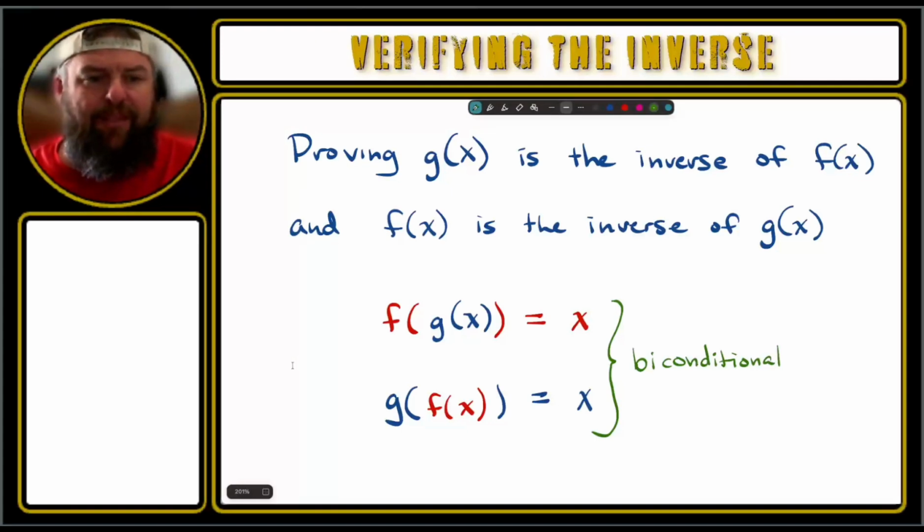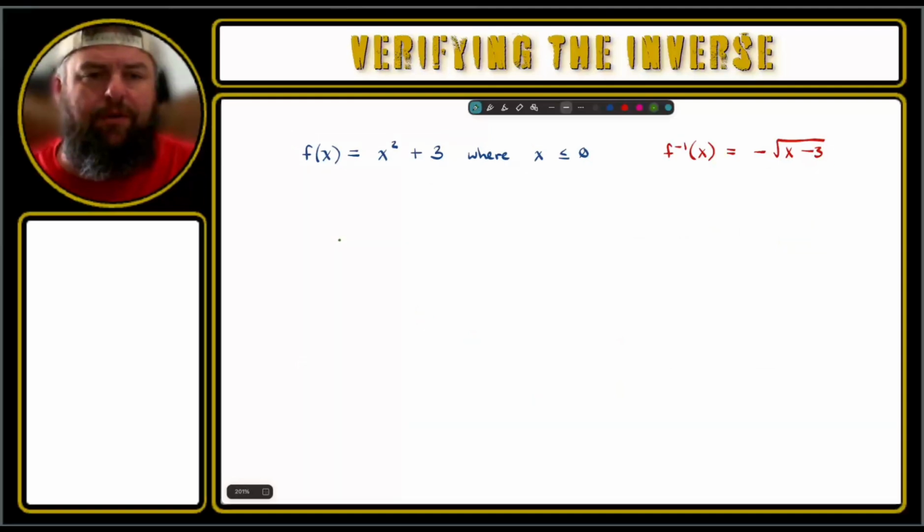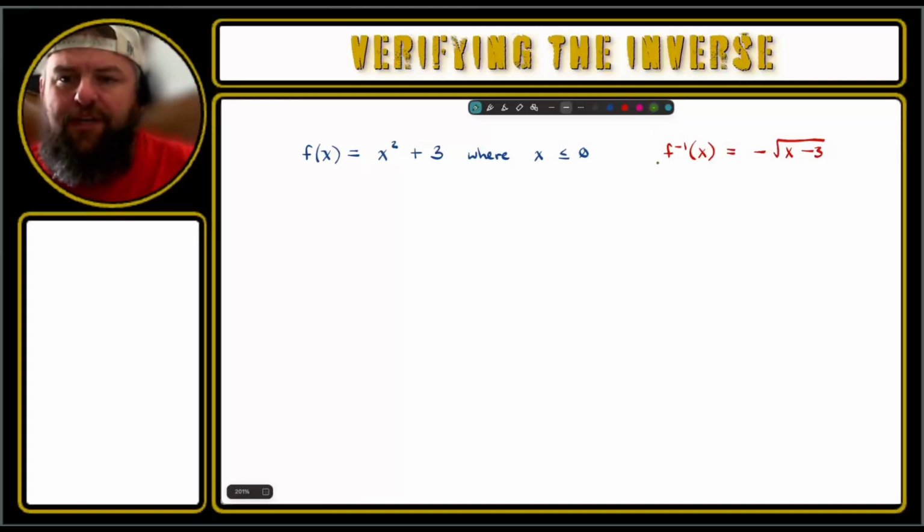Not only that, if we identify or are given two functions, we can use function composition to verify that these two functions are inverses of the other. For example, earlier we had f of x equals x squared plus 3, where x is less than or equal to 0, and our inverse function was f inverse of x equals negative square root of x minus 3. We can use function composition to prove that our inverse function is the inverse function of f of x. To do that, we're going to change f inverse of x to g of x to make this easier to read.